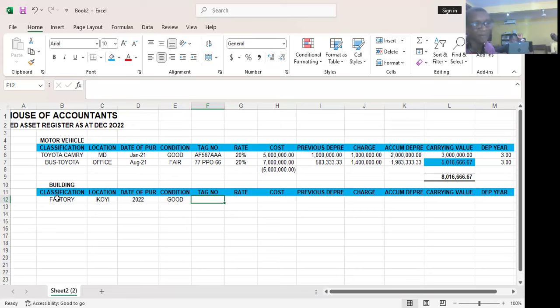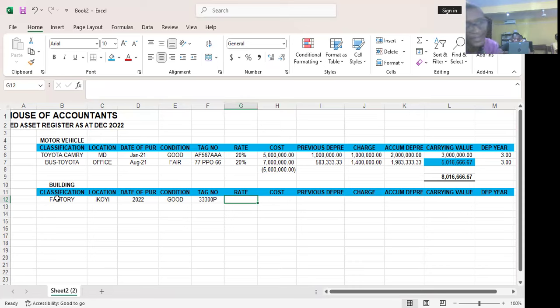Then tag number. If you have any tag number, you can just create any number for the building. You can put CFO or whatever number to it. So let us put 333-000P, to differentiate building from building.